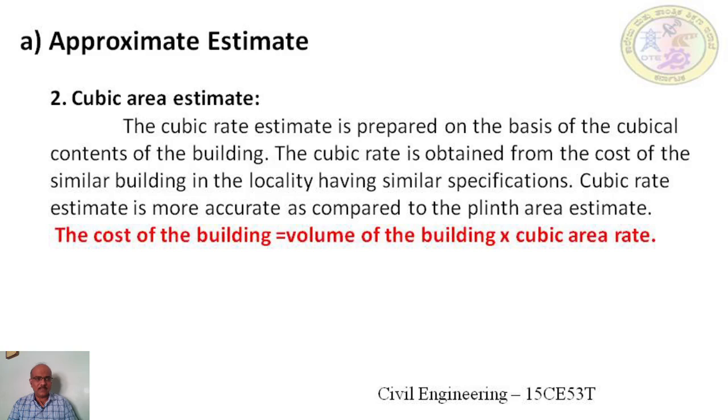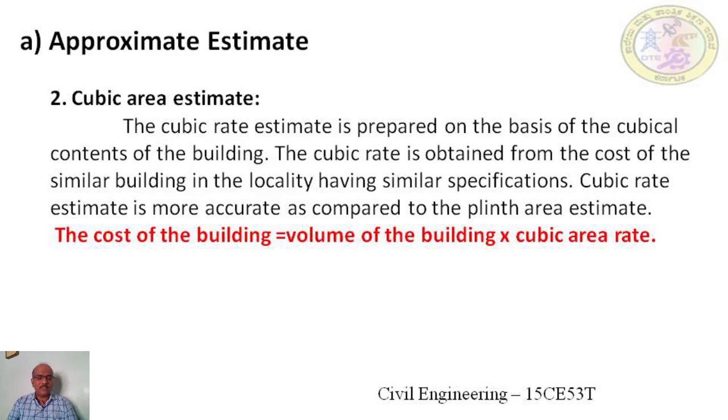Cubic rate estimate or cubical content estimate. The cubic rate estimate is prepared on the basis of the cubical content of the building. In this estimate, along with the length and width of the building, the height of the building is also considered. As the height increases, the cost will also increase. So by taking the length and width of the building at the plinth level and also the height of the building, the volume or cubical content of the building is calculated. The cubic rate is obtained from the cost of a similar building having similar specification in a similar area, and the cubic estimate is calculated by multiplying the volume of the building by the cubic rate.